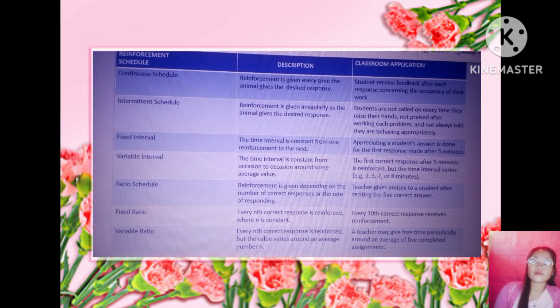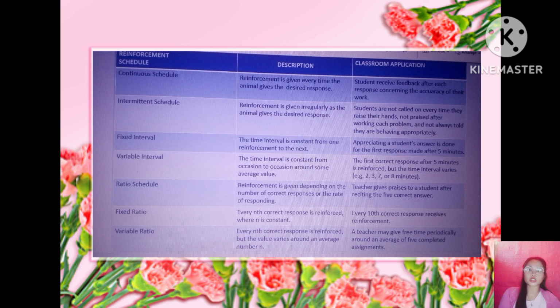Next we have the variable ratio. So, every nth correct response is reinforced, but the value varies around an average number n. So, a teacher may give feedback periodically around an average of 5 completed assignments. So, si teacher na siya time nga mahatag og assignment, mohatag siya og 5 completed assignments. So dapat ana nga time, so imo siyang buhaton.